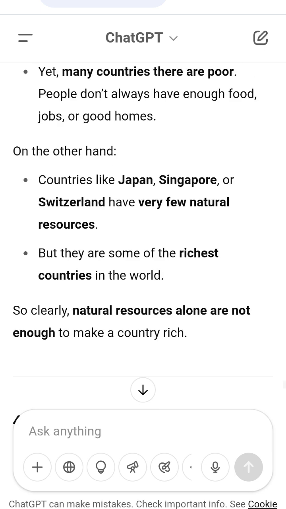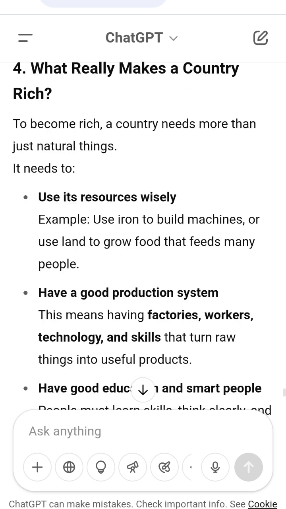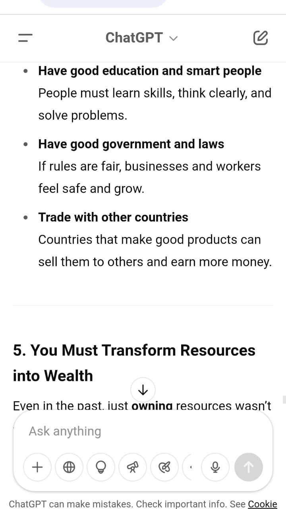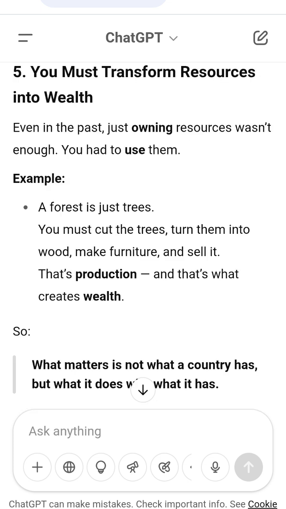6. Key takeaway. Some countries stay poor, even with many natural resources, because they do not manage them well, or because of bad governments, lack of education, or weak systems. Other countries become rich, even without resources, because they are smart, organized, and productive.